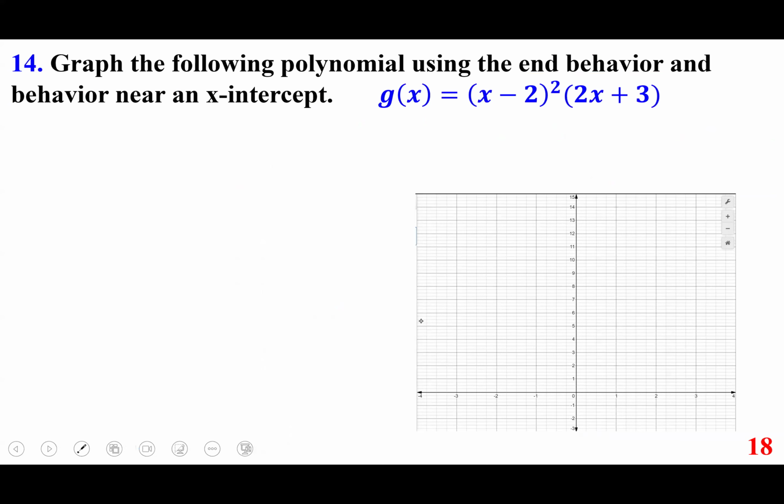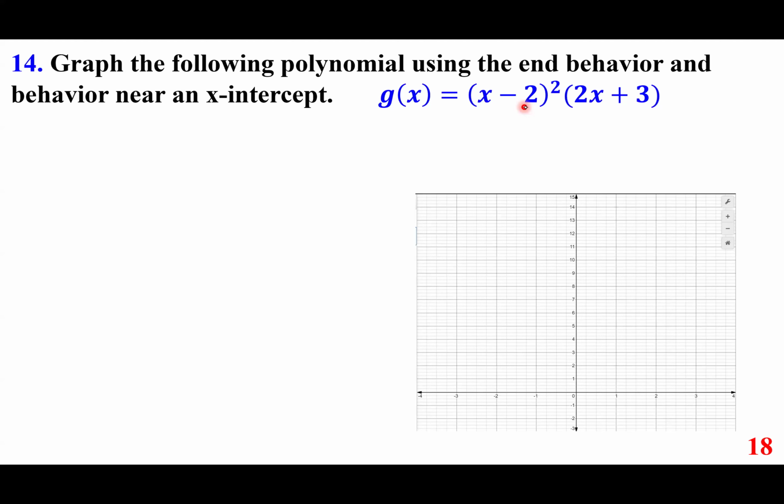We want to graph the following polynomial, and of course, using the end behavior and the x-intercepts. g of x is (x minus 2) quantity squared times (2x plus 3). We want to see what happens here.